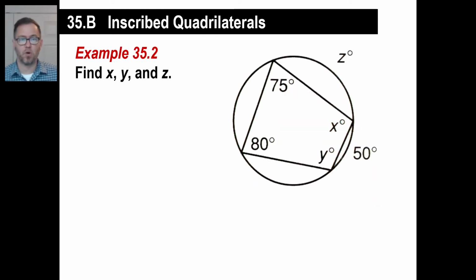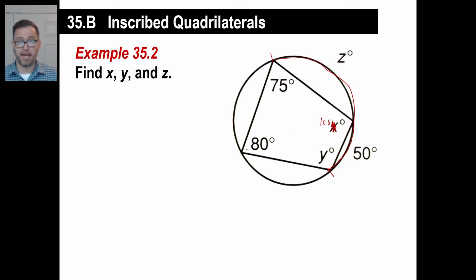And that's it. So if you have a problem like this, find x, y, and z. Well, x is opposite of the 80-degree angle. The 80-degree angle, from here to there, that arc is going to be 160 degrees, which means the other part of the circle arc from here to here is going to be 200 degrees, which means the x that inscribes that is going to have to be 100 degrees.